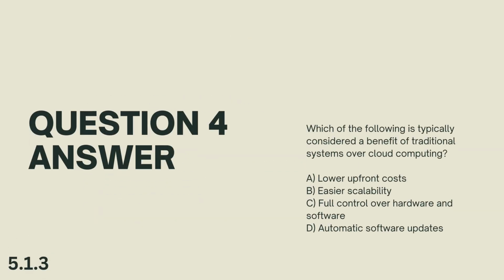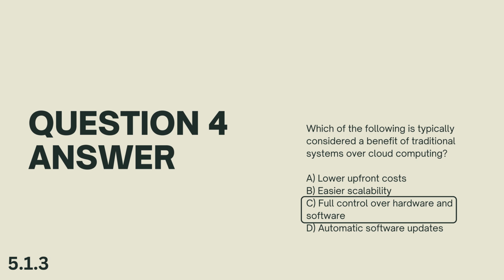Now, let's return to our earlier question. Which of the following is typically considered a benefit of traditional systems over cloud computing? A. Lower upfront costs. B. Easier scalability. C. Full control over hardware and software. D. Automatic software updates. The correct answer is C. Full control over hardware and software.